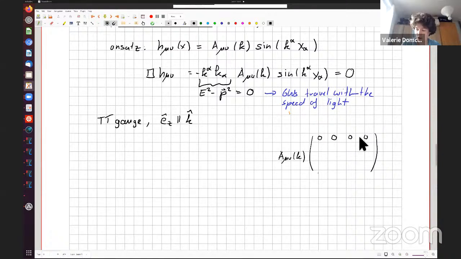So it's the first condition from the transverse traceless gauge. I will have a row of zeros here. And now, since I put the k in z direction, I will also have more zeros here. And now I can use the fact that it's traceless. Traceless tells me that the xx component has to be minus the yy component. And this I will call h plus.